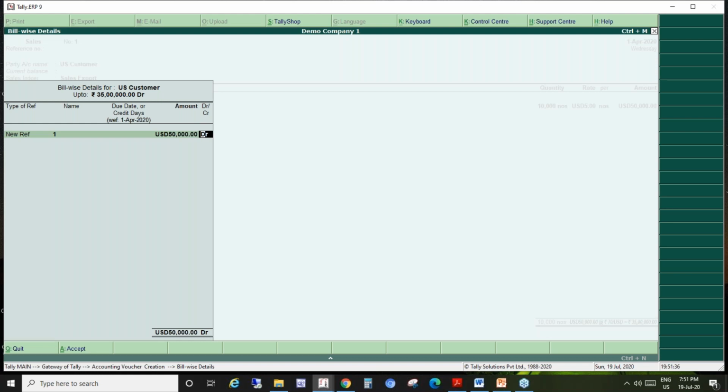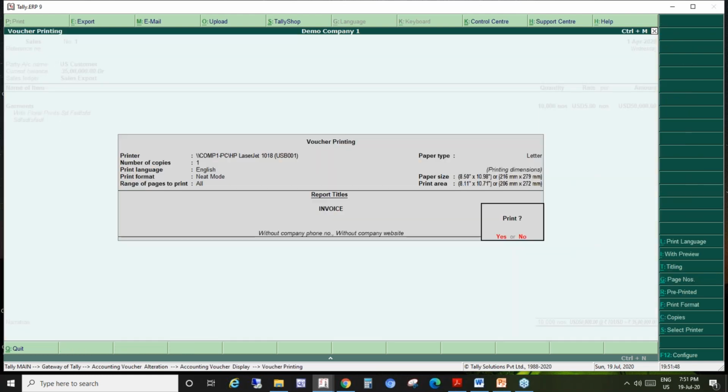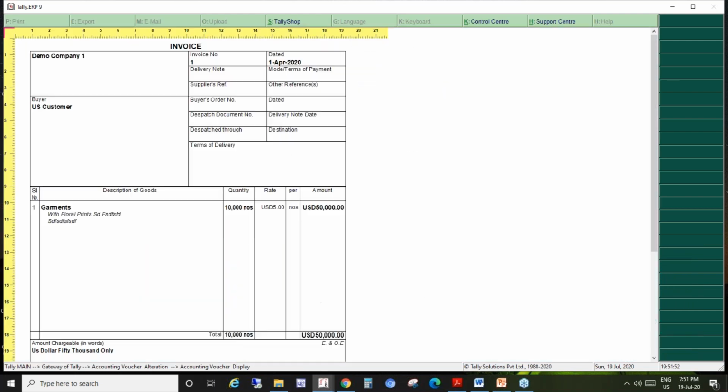Okay, right. I'll do a page up and show you some basic options. Alt P, print with preview. I had put the space as no, and that is the reason there is no space in between. But this is what it is. And see, amount chargeable is 50,000.